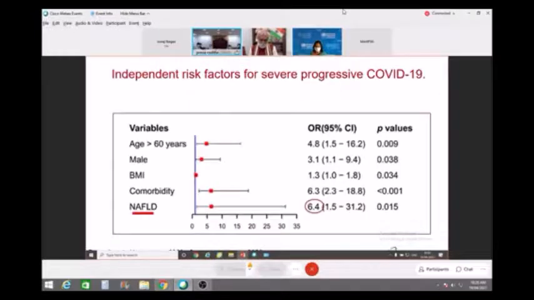Next, please. Here, this large study from China and Hong Kong says that in COVID, and we are struggling today in the worst scenario, suppose somebody is above 60, his risk of death and progressive disease is 4.8 times that of a younger person. But if somebody has NAFLD, his risk of more severe progressive COVID is about 6.4 times.